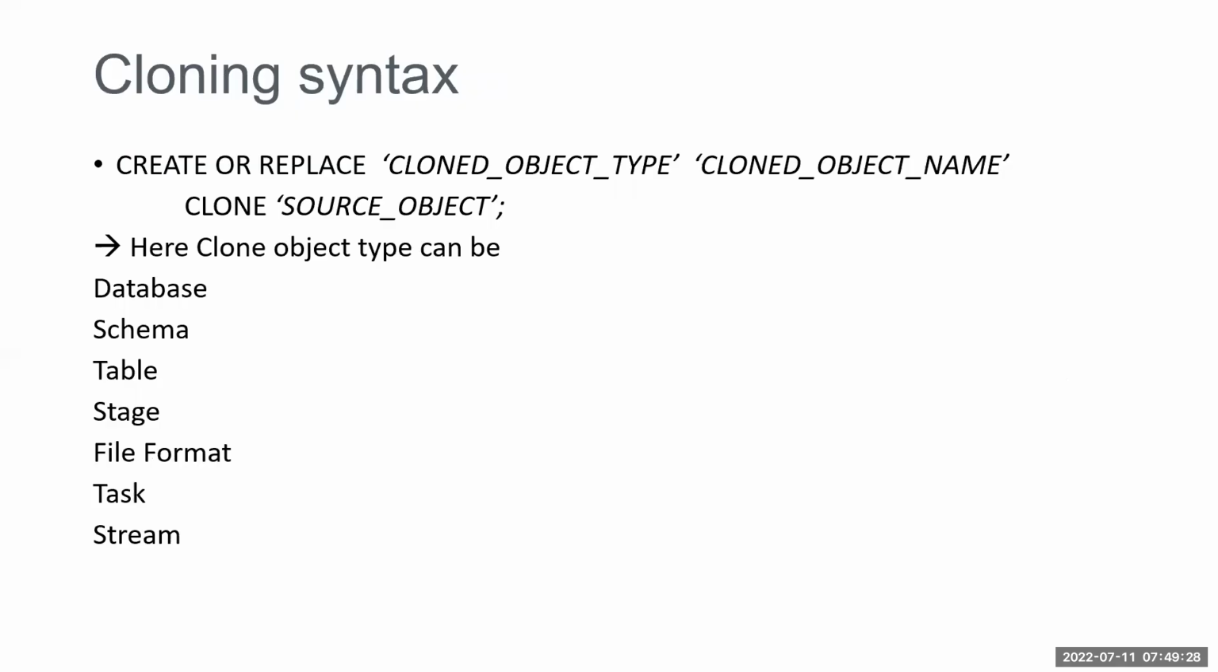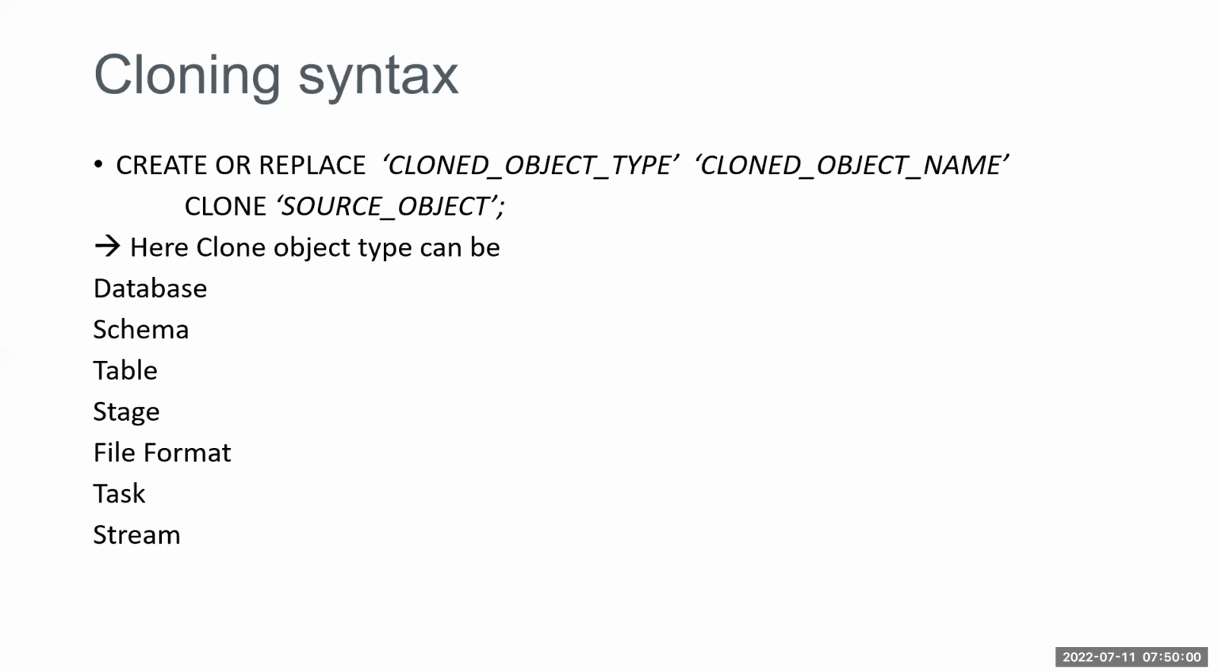So what is the syntax of clone? How can you write a cloning query? It is very simple. Create or replace, cloned object type. It can be a database, schema, table, stage, file format, task, stream. You can clone any of them. When you clone a stage or file format or task or stream, only the structure will be copied. There will be no data associated with that. So you can clone any of these objects.